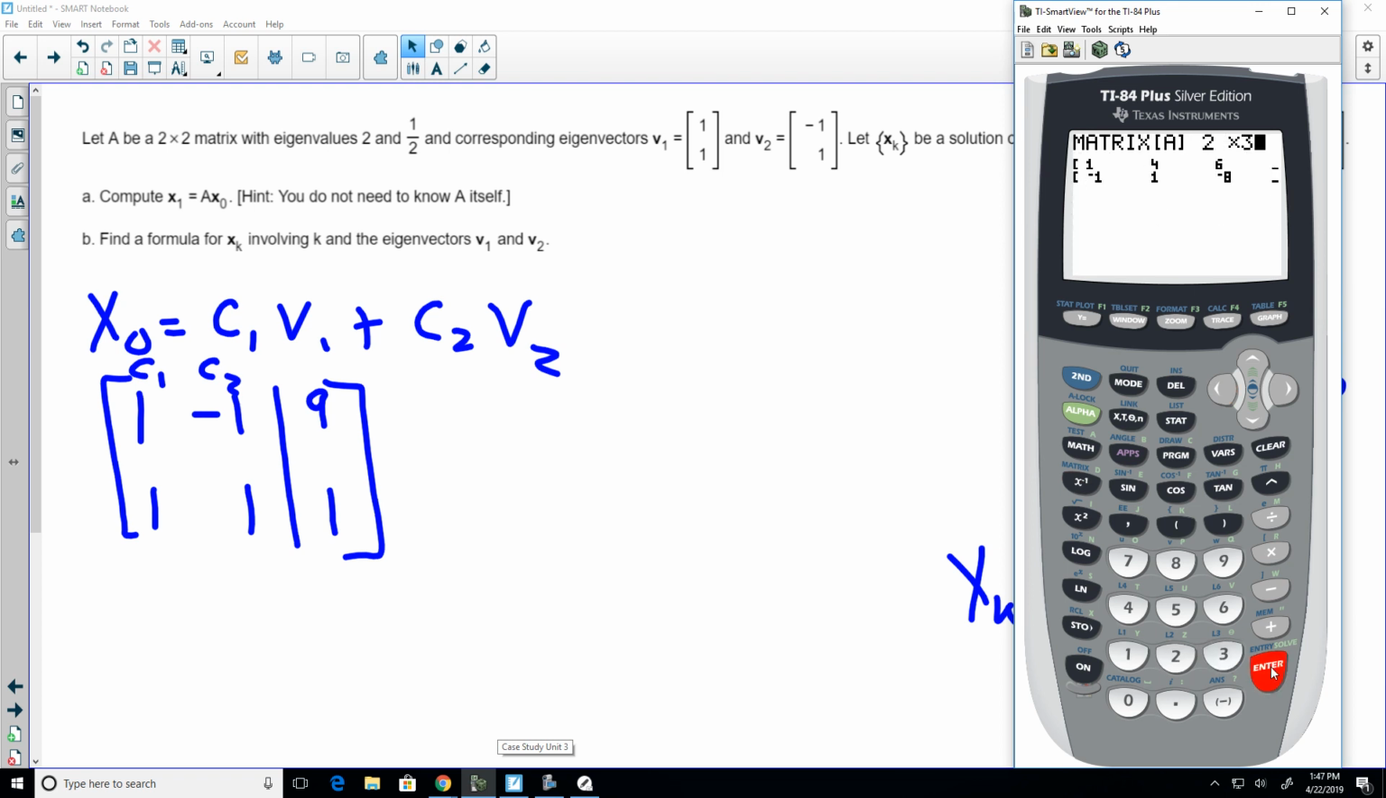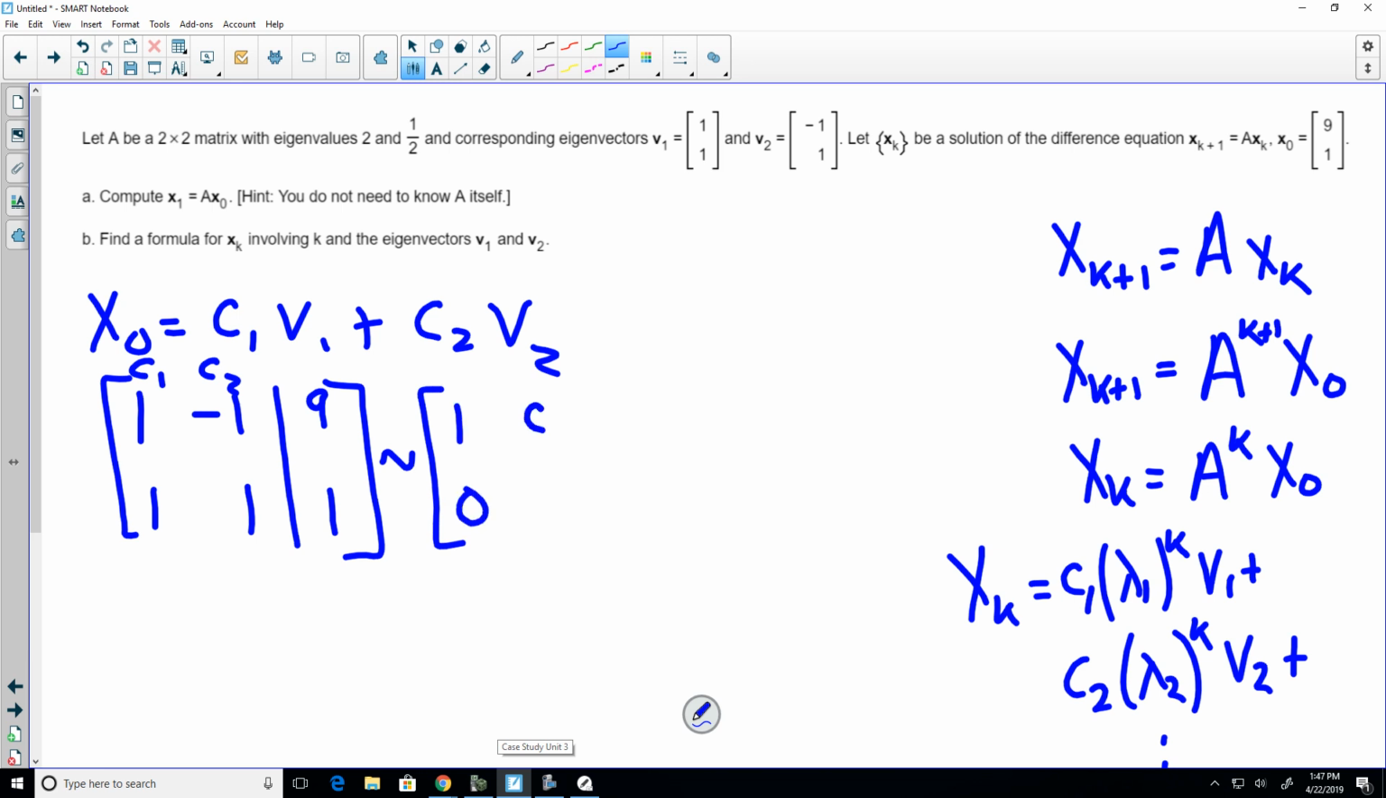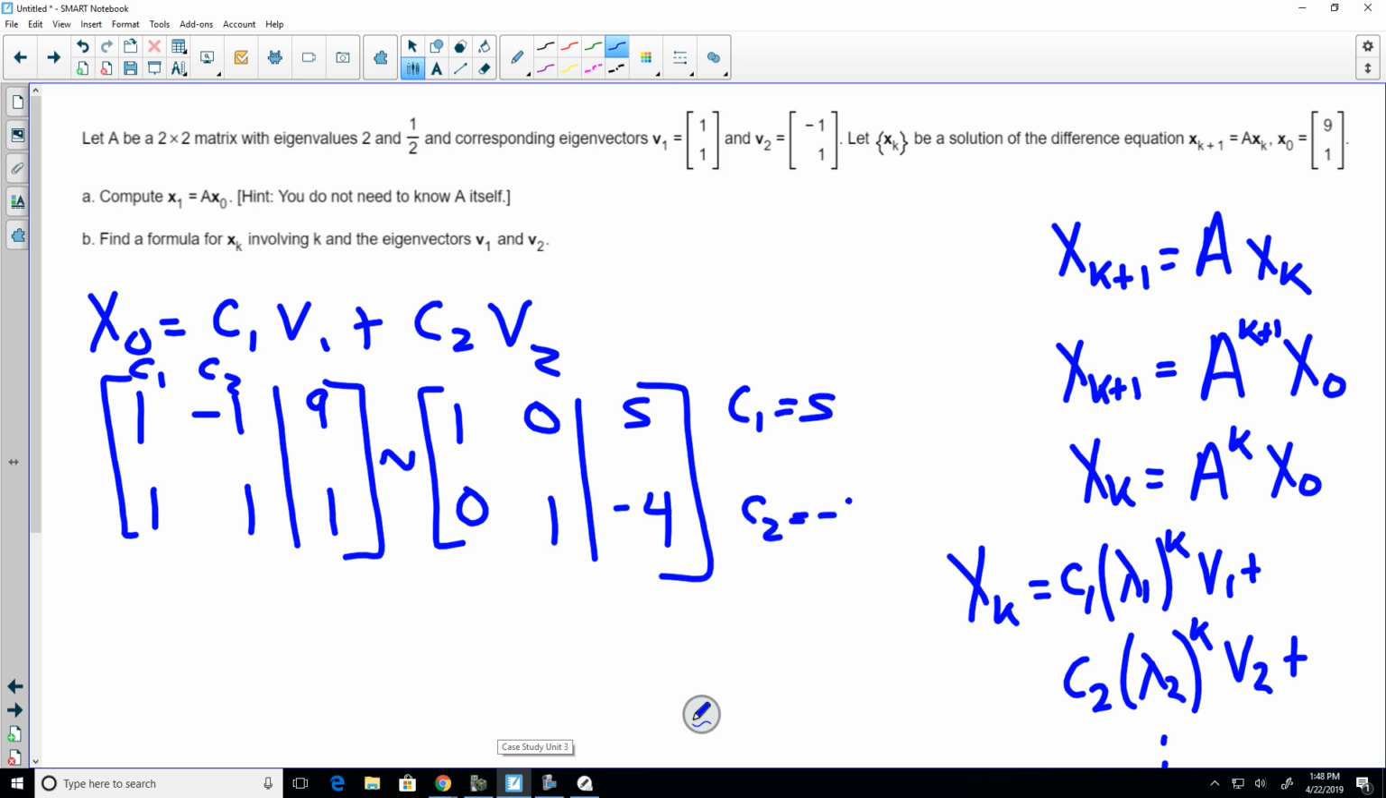This is 2 by 3. So we get 5 and negative 4 as our solution. 5 and negative 4. So C1 is 5 and C2 is negative 4.